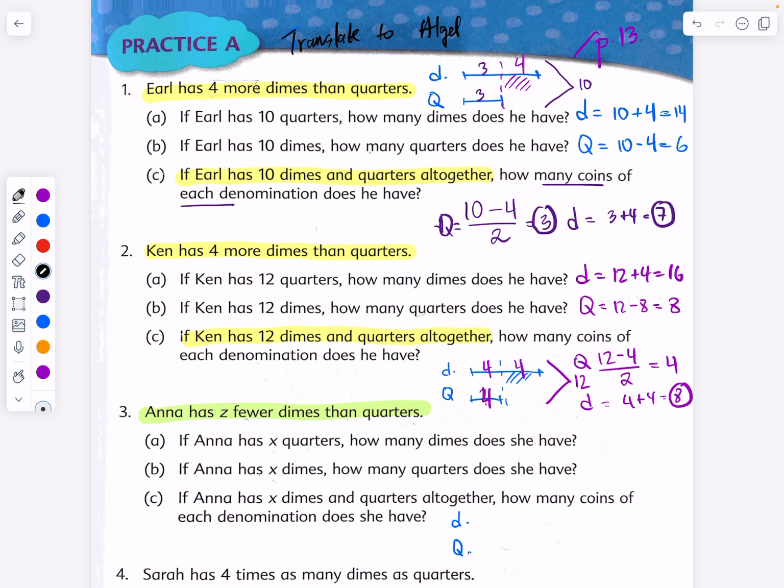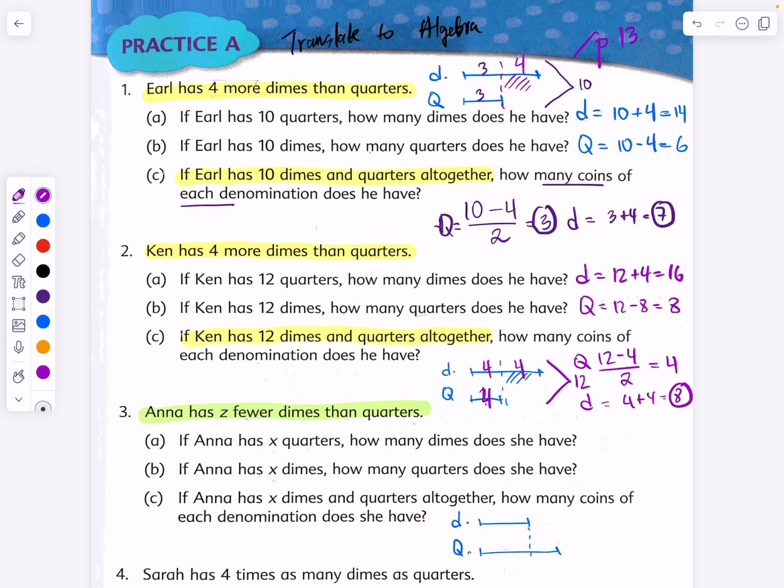All right, let's read problem number 3. Anna has Z fewer dimes than quarters. Notice that in previous problems we had 4 more. Now we have Z fewer. Do not be alarmed. We can have variables that stand in place of numbers in algebra. So, how do we model Z fewer dimes? That means she has fewer dimes, shorter bar for dimes, and of course more quarters.